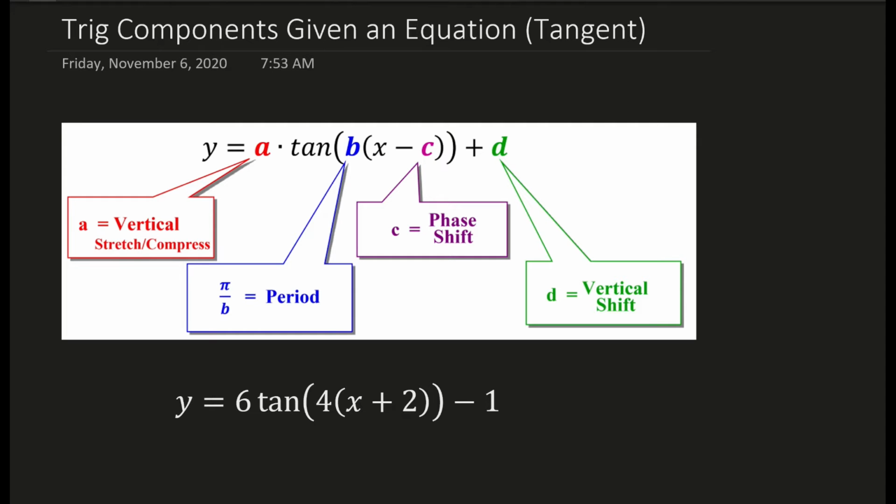In this video, we'll be looking at the trig components given an equation of tangent. So here we have an illustration with our tangent equation identifying all of our components. The only thing you really want to notice is that instead of an amplitude, we're going to have a vertical stretch or compress factor. So if the absolute value of A is greater than 1, then it's going to be a vertical stretch. It'll be a vertical compress if the absolute value of A is larger than 0 but smaller than 1.